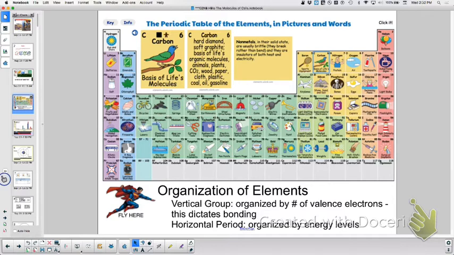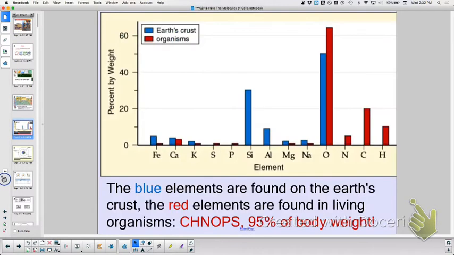What did we call the vertical columns? Groups. What did we call the horizontal? Periods. Right. Okay. And we'll review how they're set up in just a minute. I'm just introducing that. We looked at CHNOPS, which is 95% of our body weight, consists of these elements.